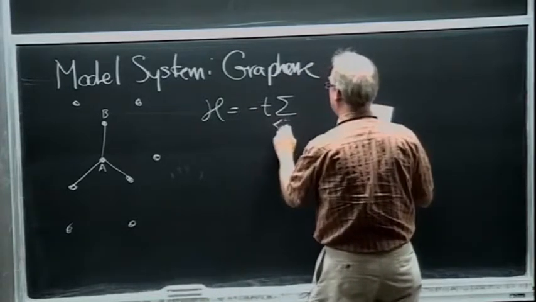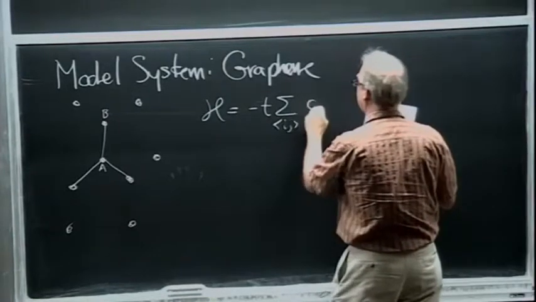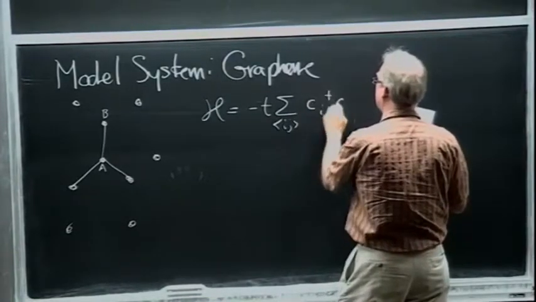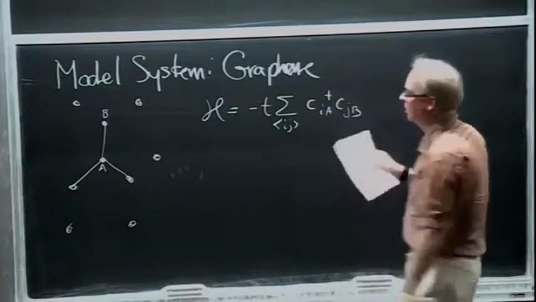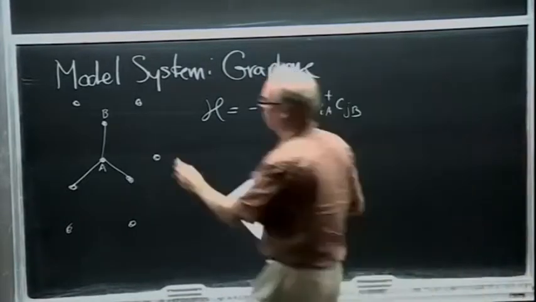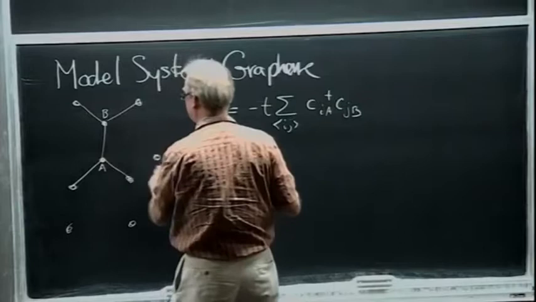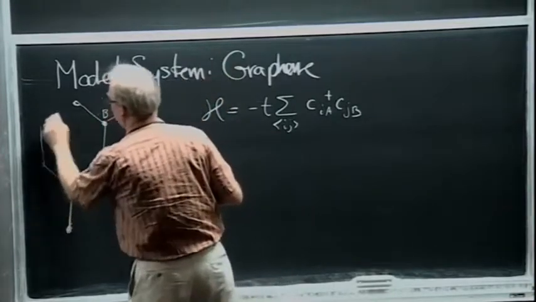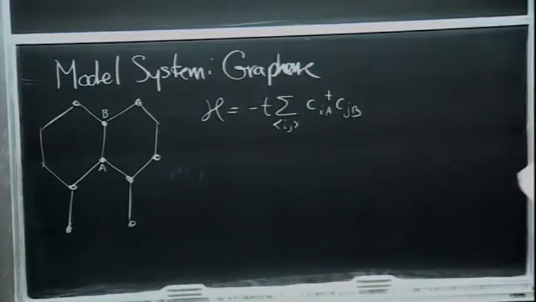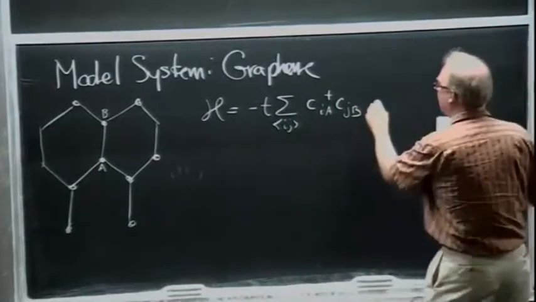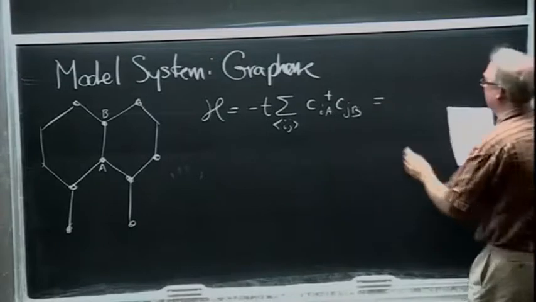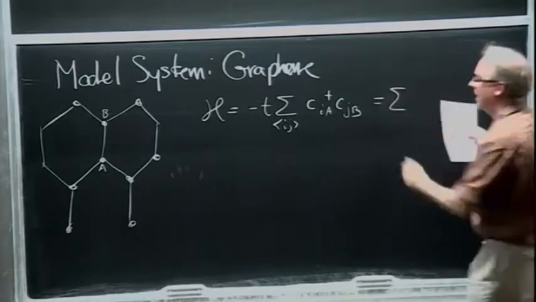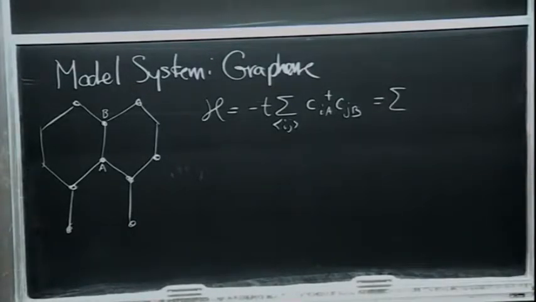On nearest neighbors, just nearest neighbors on the honeycomb lattice. Okay, so you see the honeycomb now. And I can write this in terms of a 2x2 matrix in the same way that I did for the SSH model.